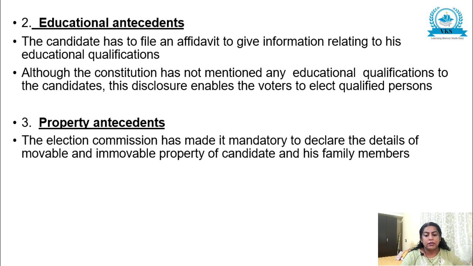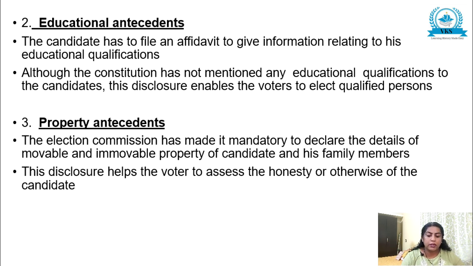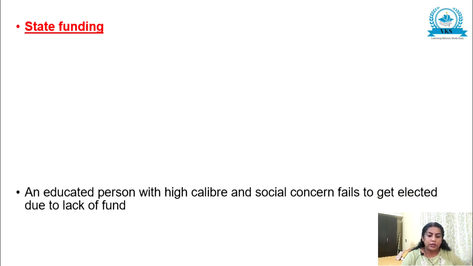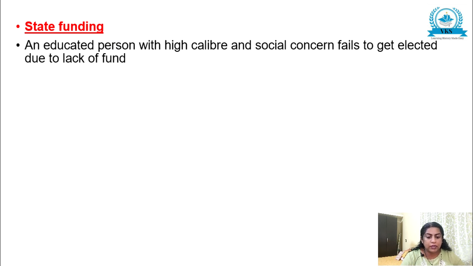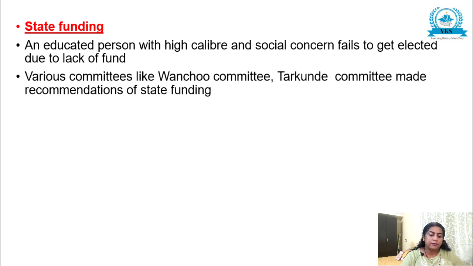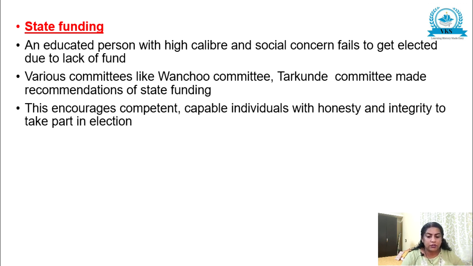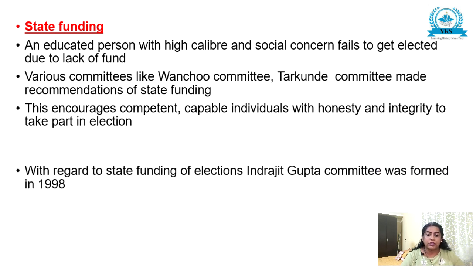Property antecedents. The Election Commission has made it mandatory to declare the details of movable and immovable property of candidates and his family members. This disclosure helps the voter to assess the honesty or otherwise of the candidate. State funding. An educated person with high caliber and social concern failed to get elected due to lack of funds. Various committees like Vancho Committee, Tarkunde Committee made recommendations of state funding. This encourages competent, capable individuals with honesty and integrity to take part in election.